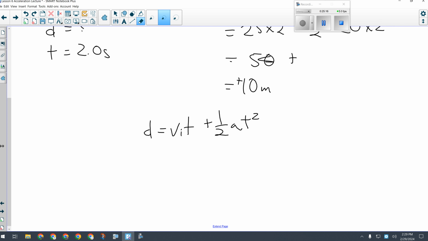Hey, you want to know some good news? You don't have to factor in physics. That's a math thing. So using this formula, at least in physics 20, and physics 30 as well, you will not have to solve for T if VI is not 0. You may have to solve for it if VI is 0. Because if VI is 0, how does that change the formula?